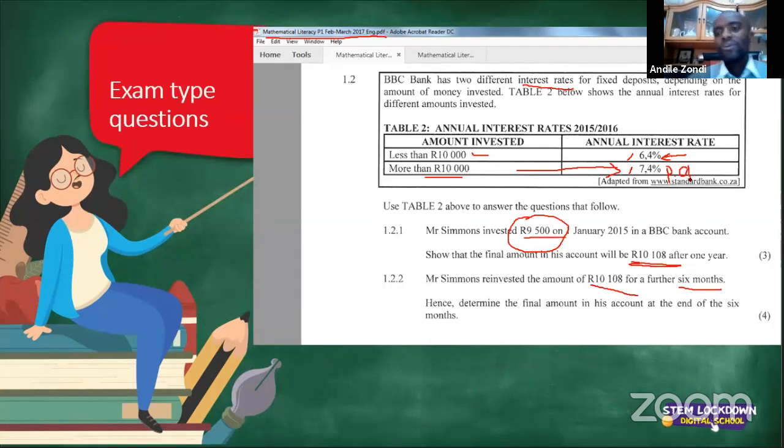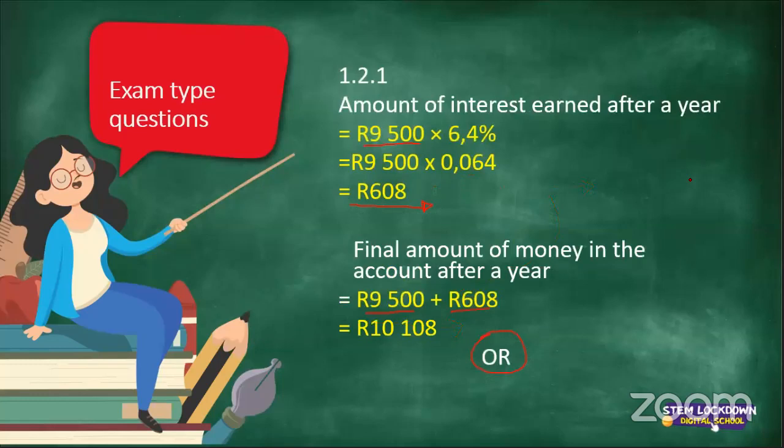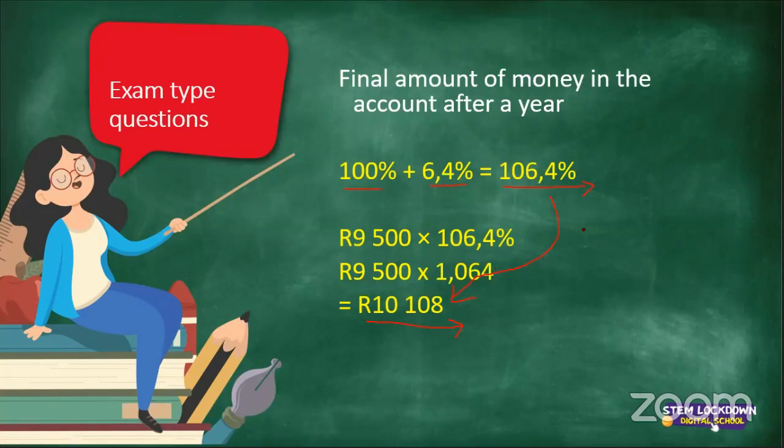Okay, Mintle, carry on, you can ask a question. Host, please unmute Mintle. Hello, Mintle. Sir, yes. I wanted to ask, how did you get 1.064 on question 1.2.1 for the final amount? Which one? This one? 1.064. Yes, sir. Okay, very good question.